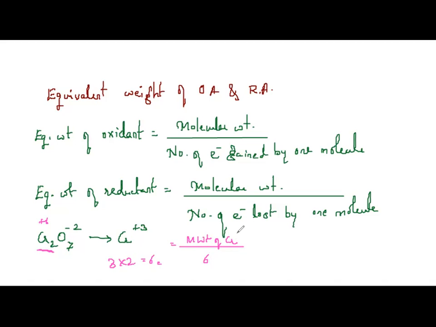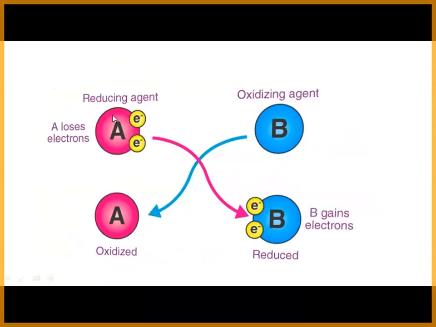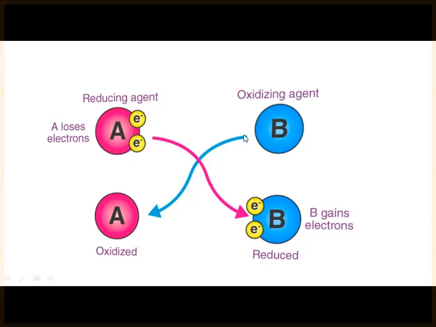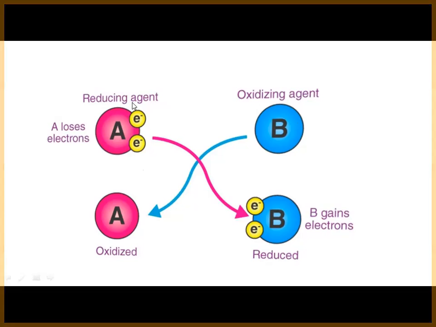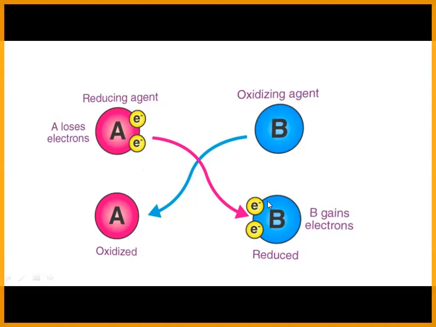This is very important: equivalent weights of the oxidizing agents as well as reducing agents. Okay, fine. So let us see further. Oxidizing agent will do what? It will gain the electrons, it will get reduced. Reducing agent will do what? It will lose electrons and give them to B.